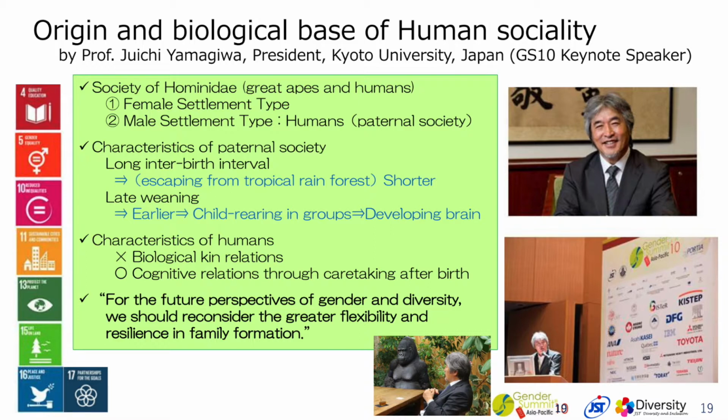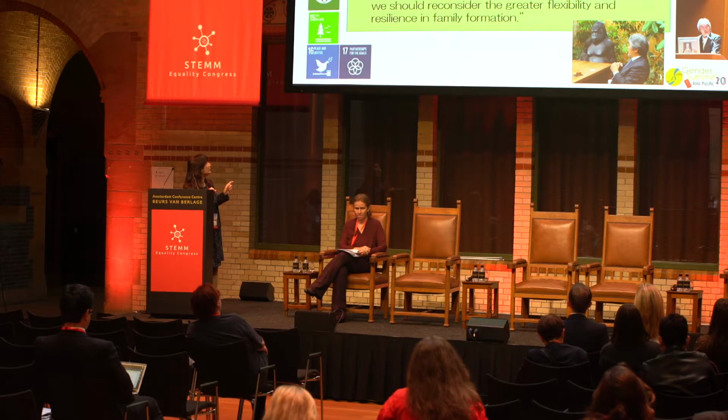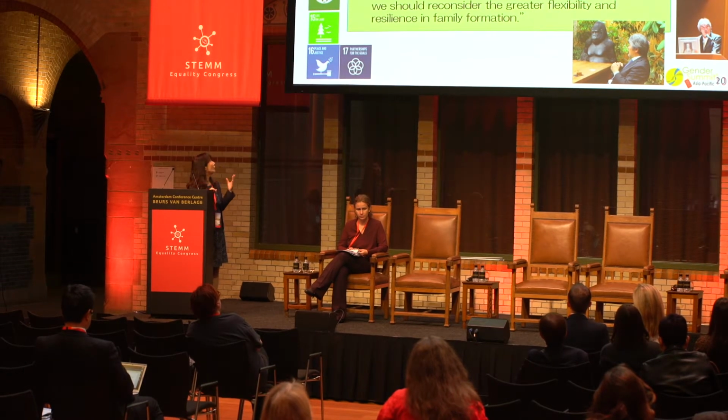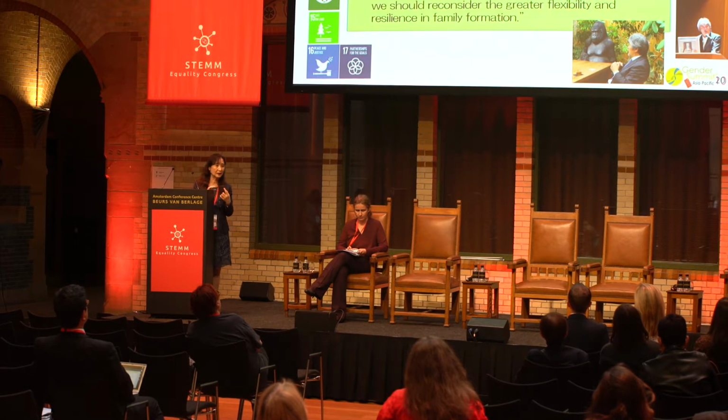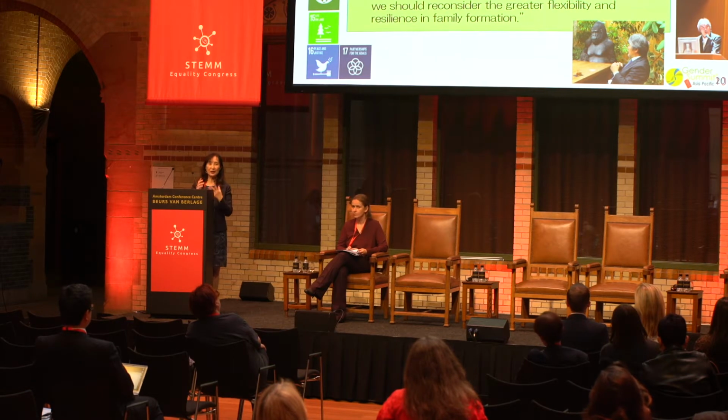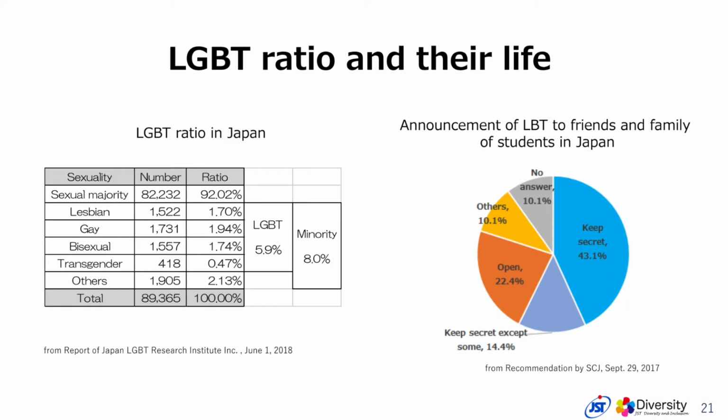He talked about the origin and the history of human families. And he said the characteristic of a human family is not based on biological relation, but on cognitive relation through caretaking after the birth of the baby. So his conclusion is we can change our family style as we wish. That is consistent with human history.